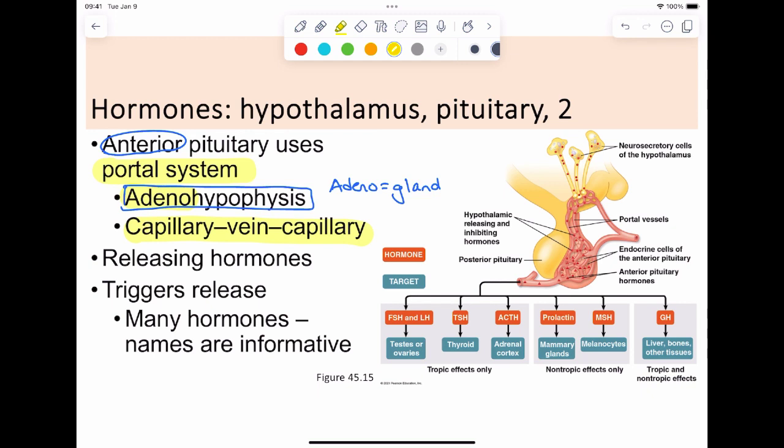Here's what it is. You're going to have a set of capillaries up in your brain, up in your hypothalamus. You're then going to have some portal veins. They're going to go from the hypothalamus down to the anterior pituitary. Then in your anterior pituitary, you're going to have another set of capillaries. So we go capillaries, veins, more capillaries.